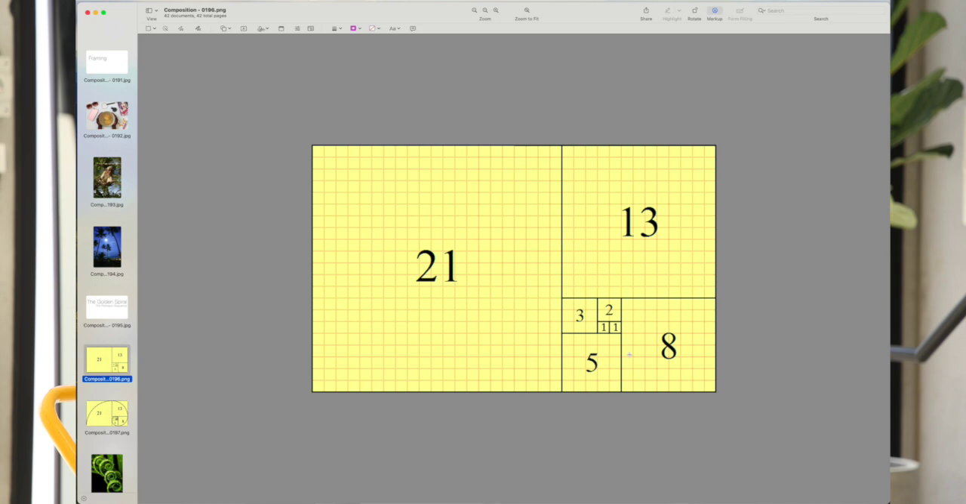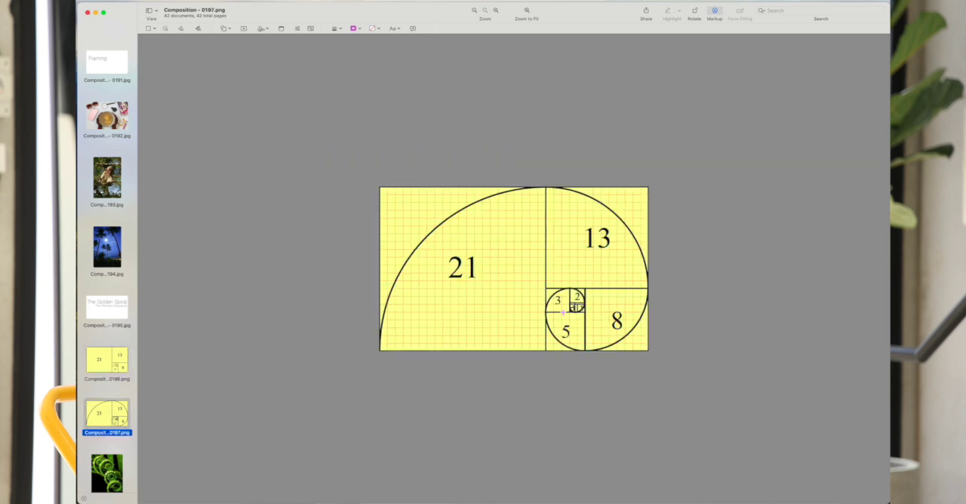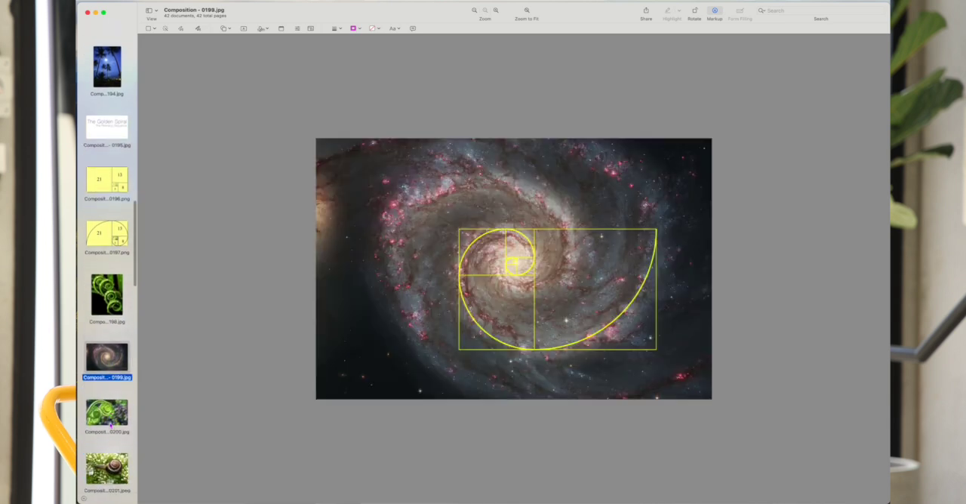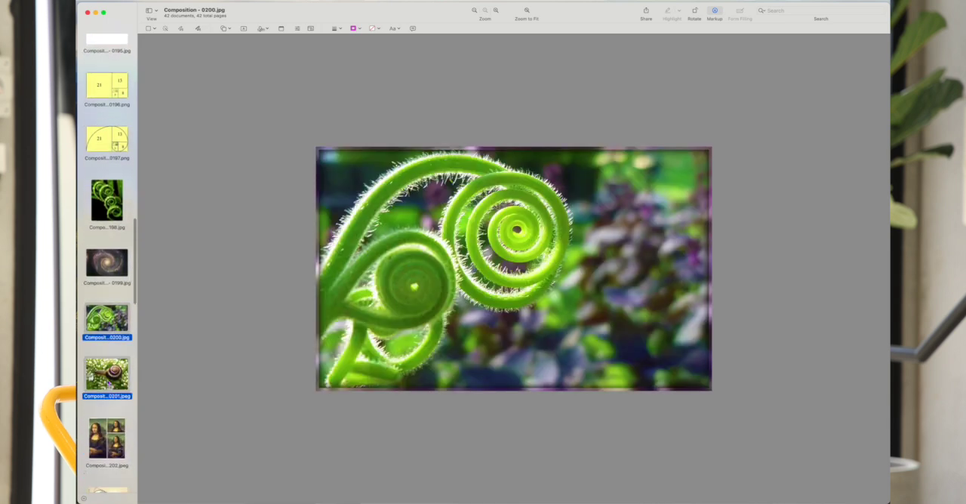For example, 1 plus 1 equals 2. 2 plus 1 equals 3. So you'll see that this is a 3 by 3 square. 2 plus 3 equals 5, or a 5 by 5 square. 5 plus 3 is 8, or an 8 by 8 square. 5 plus 8, 13, and so on, giving you this spiral. Now this spiral has existed in nature and the galaxy, in plants, and on snails.